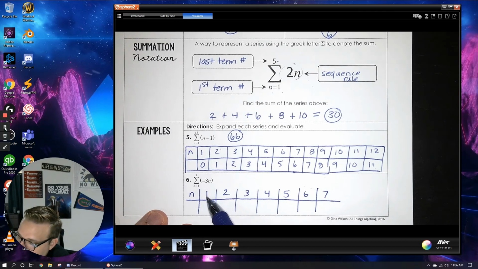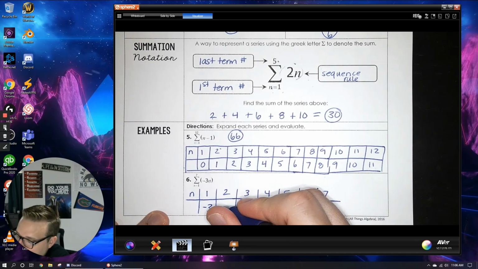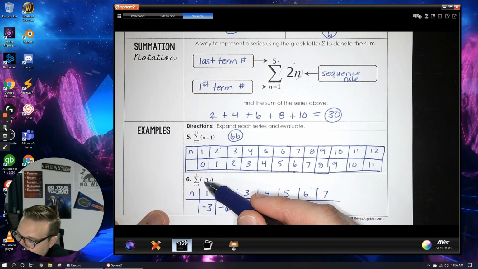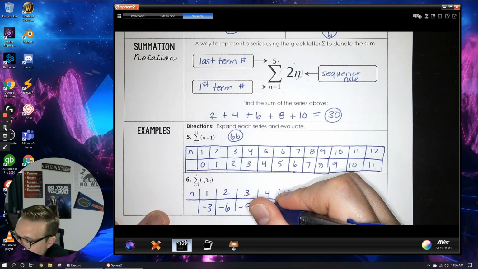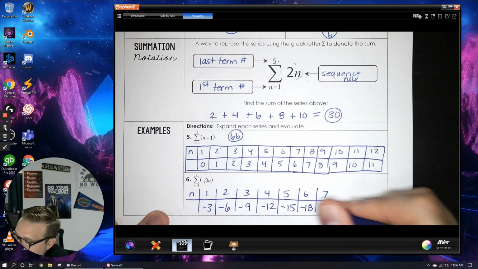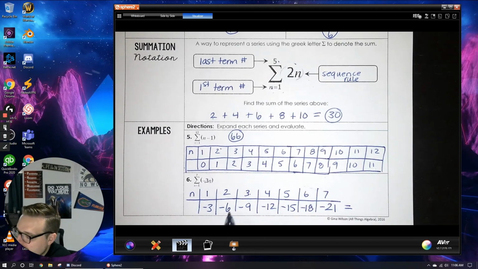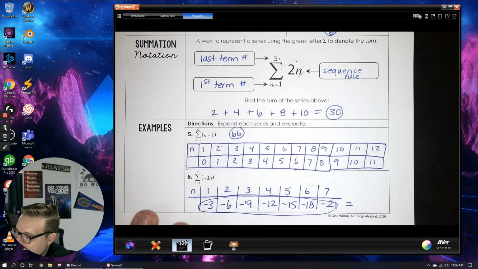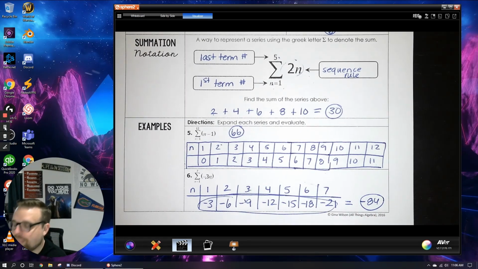If I plug in 1 for n, the first term is going to be -3 times 1, which is -3. And then the next term is going to be -3 times 2, which is -6. The next term is -3 times 3, so -3 times 3 is -9. I'm going to keep going here with this pattern. The next thing is going to be -12, then -15, and then -18, and then -21. So when I add all of these terms together, let's circle this up. That's the summation. We need to add those together. We're going to get a value of -84.